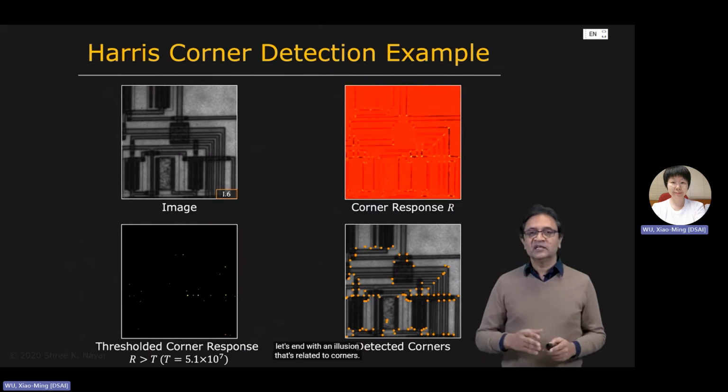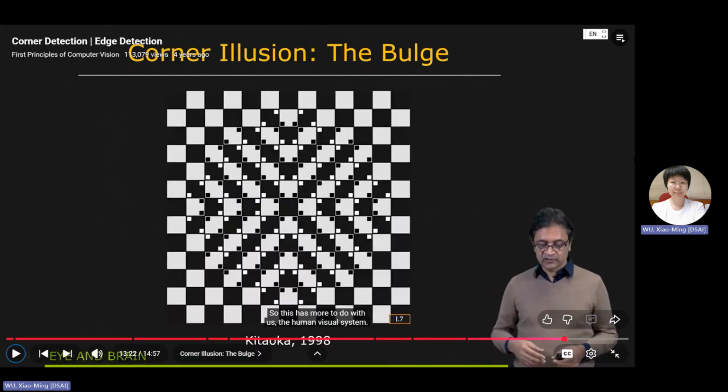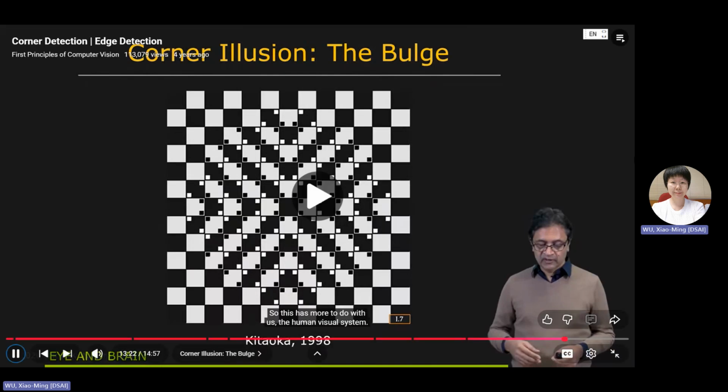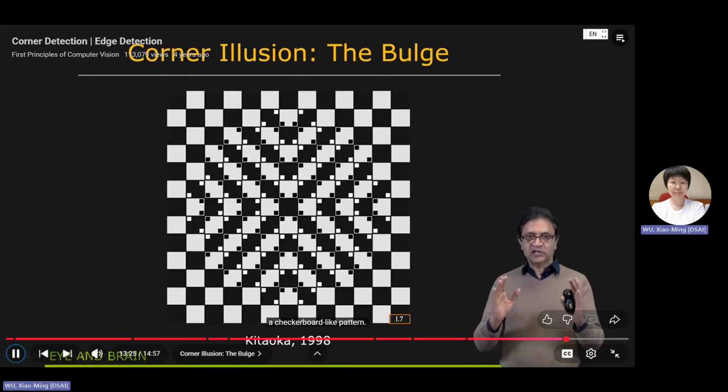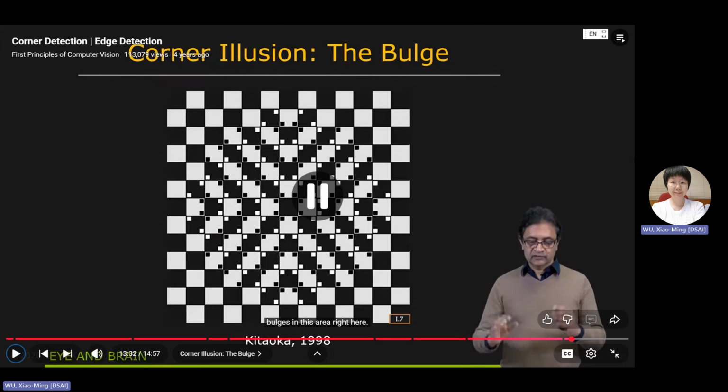Now, since we're talking about corners, let's end with an illusion that's related to corners. This has more to do with the human visual system, and it's an interesting phenomenon. Here you see an image, a checkerboard-like pattern, but when you look at it, you see that the center of the pattern actually bulges. When you look at this image, is there a bump here? Can you see a bump here? A bulge, right?